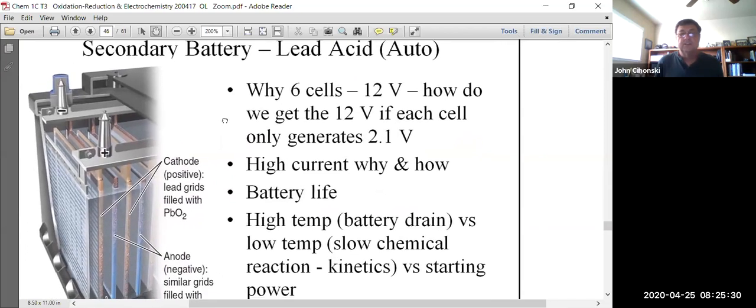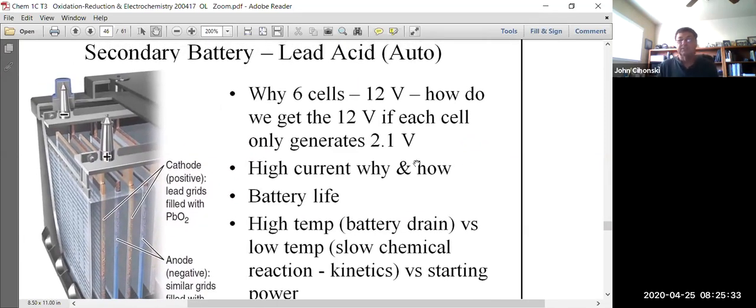There we go. So the first question is, well, if a single cell generates 2.1 volts, then how do we get 12 volts out of a car battery? You may be aware that they generate 12 volts. Well, the way we do that is we put them in series. So if you have 6 cells in series, the voltage builds and you end up generating about 12 volts.